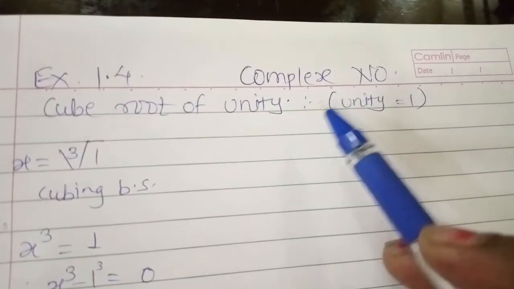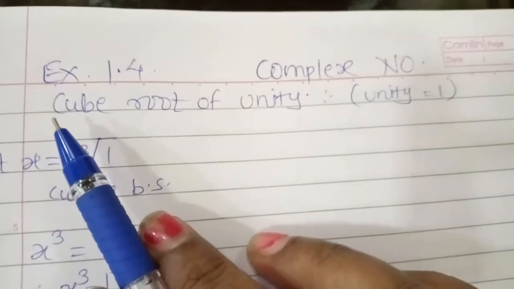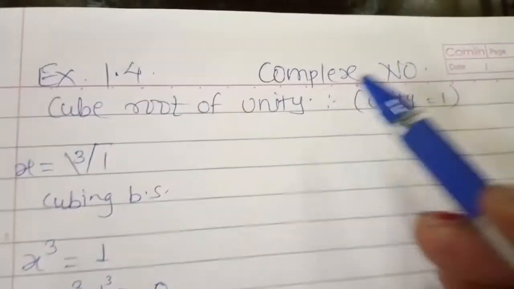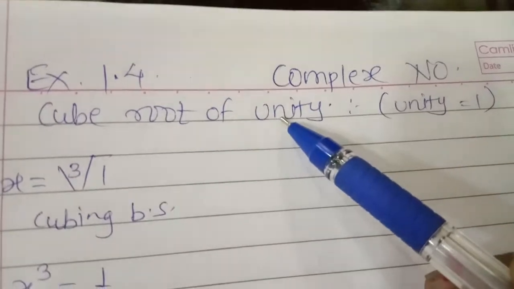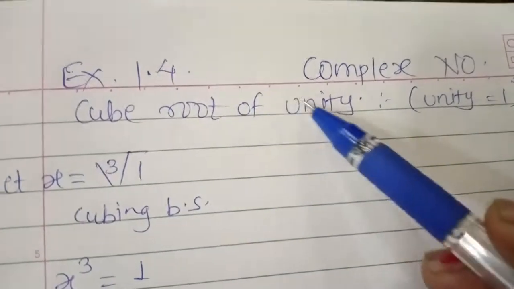Hello students, I am going to continue with the chapter complex number of 11th standard. Exercise 1.4, the new concept, that is cube root of unity. So all of you know that the meaning of unity is nothing but 1. And here we are going to find out the cube root of unity.